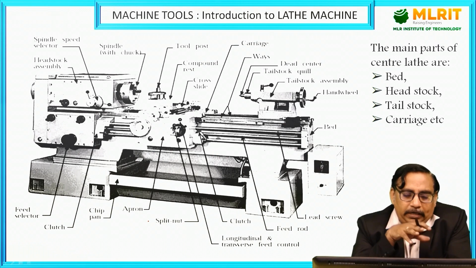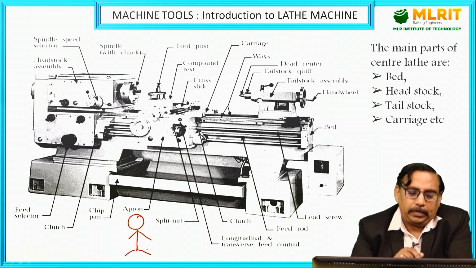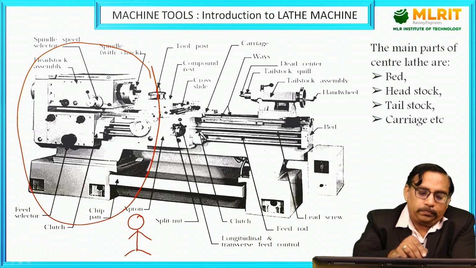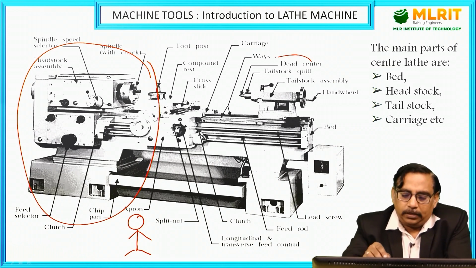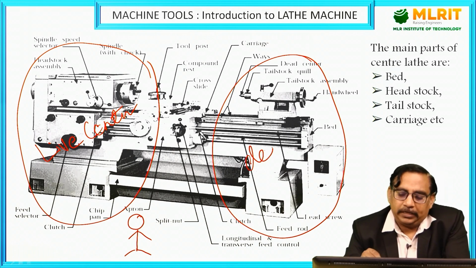So right from the start, if the operator is standing at this place, then at his left there will be the headstock, and on the right side the tailstock. This headstock is called the live center, and this is called the dead center.